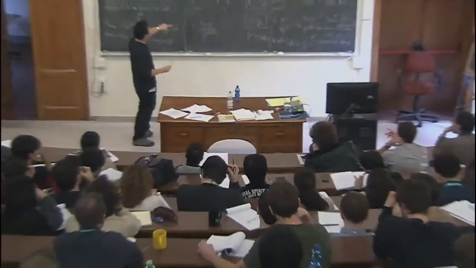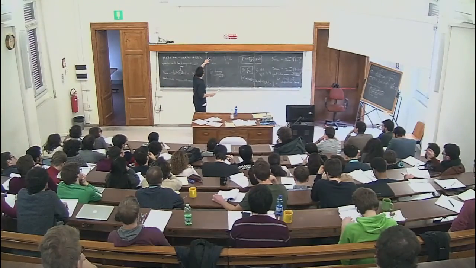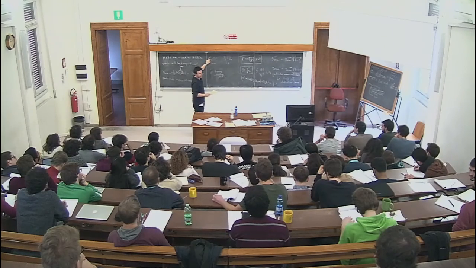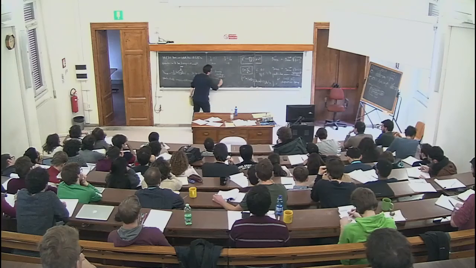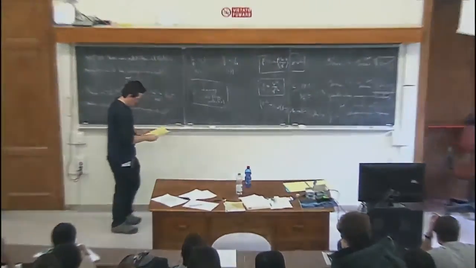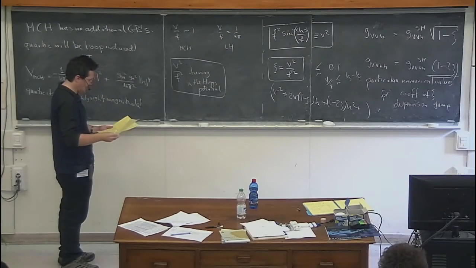Sorry, which one? Yeah, so this is 246. Yes, right. So this is the amount of tuning that is there in these minimal composite Higgs type models.